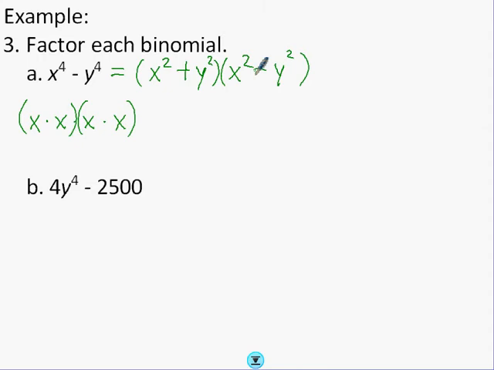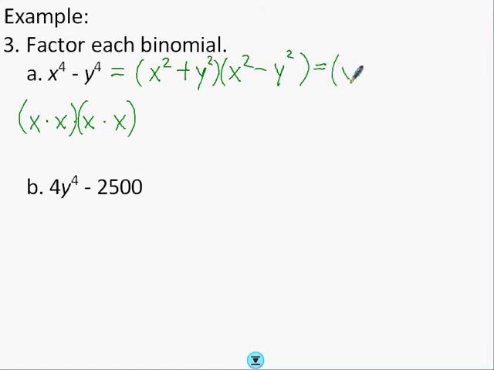Now, you may be ready to quit at this point. However, I do want to point out to you that one of our factors here is another difference of squares. This one is a sum of squares. It cannot be factored. It's prime, actually. But the second one can be factored.